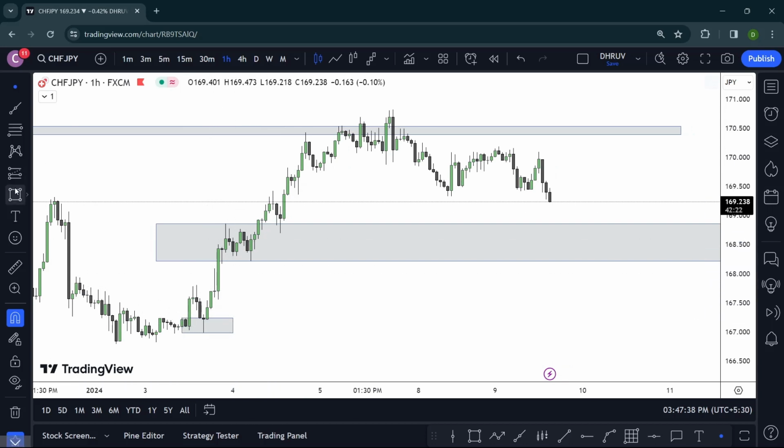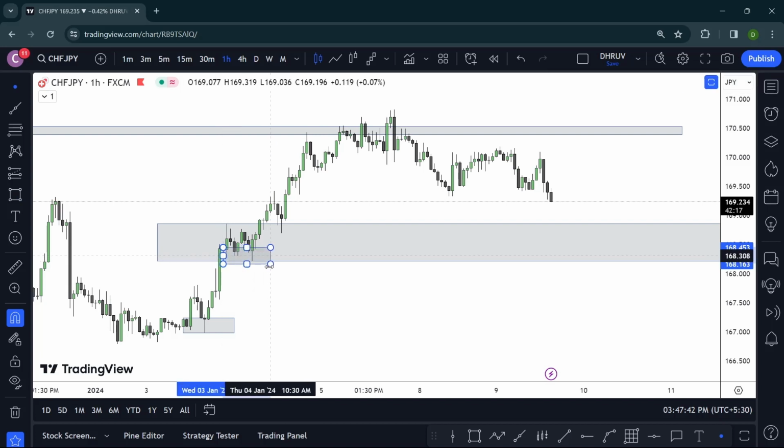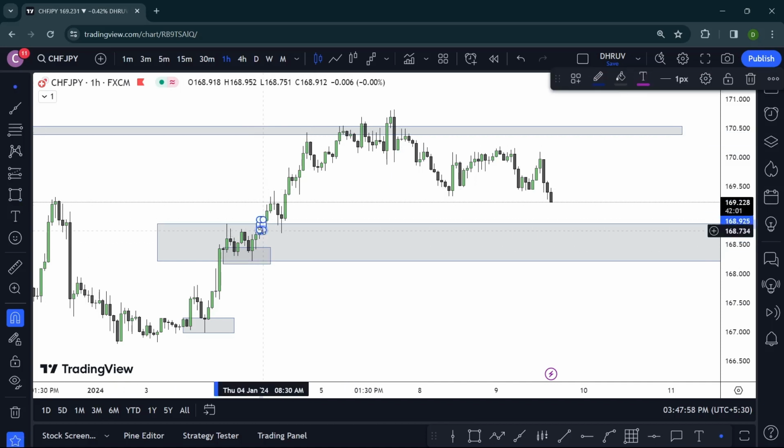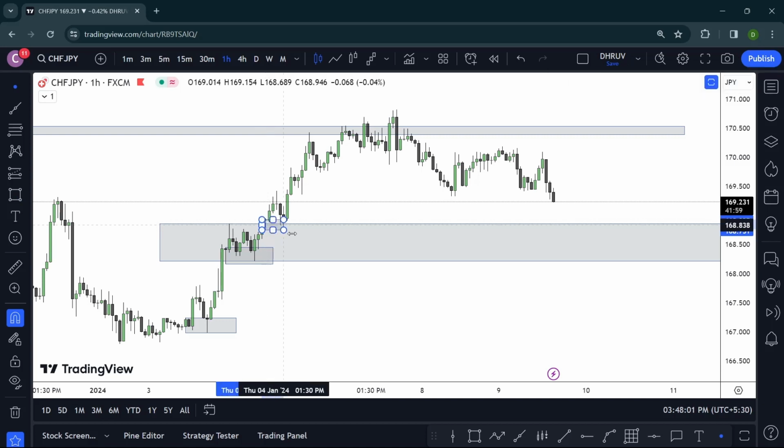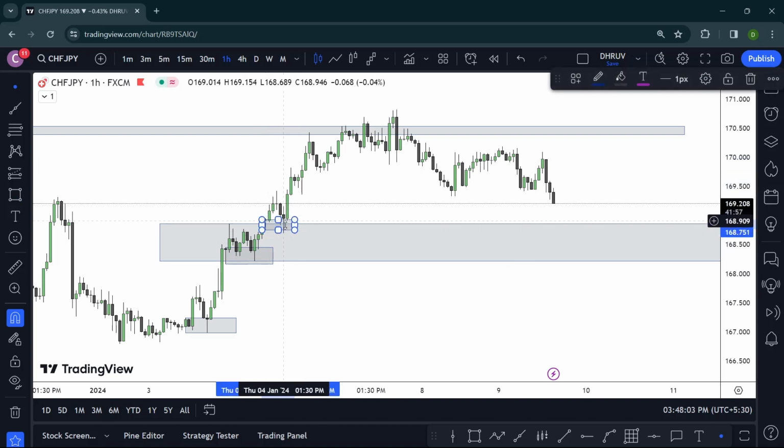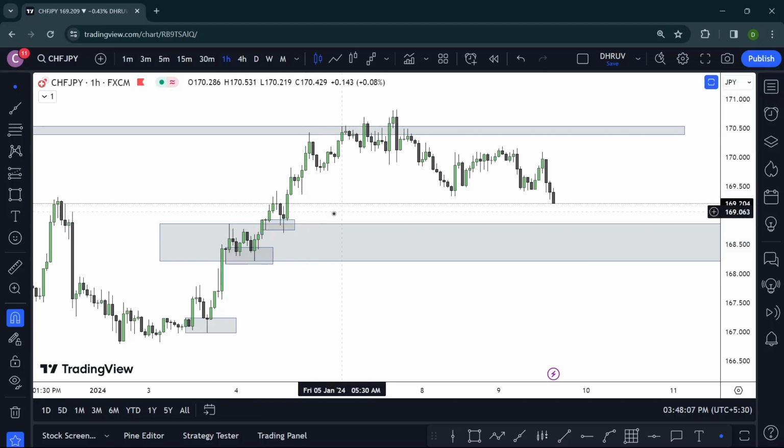Let me just give you a brief introduction to it. Whenever price was approaching a demand area, it was giving us huge momentum to the upside. You can clearly see this was a demand area, right? This was an easy buy. Whenever price was approaching this area, it was giving us a huge reaction to the upside.